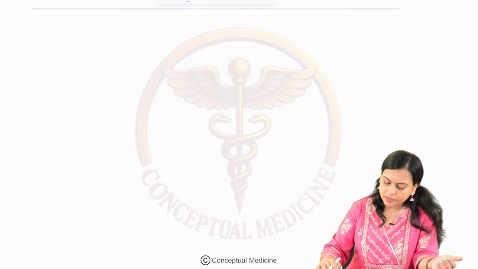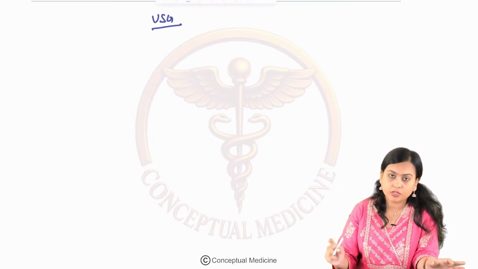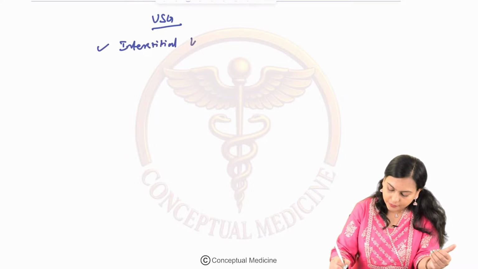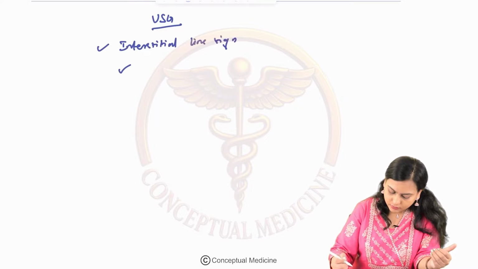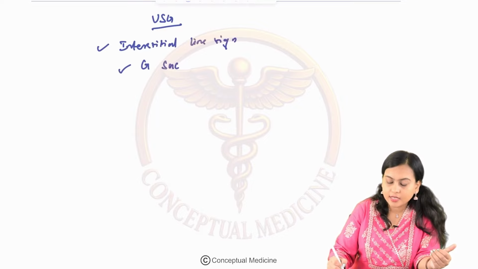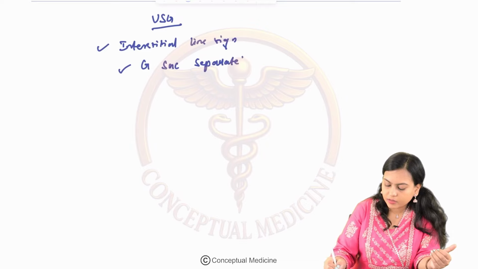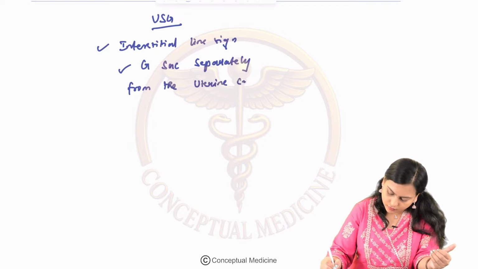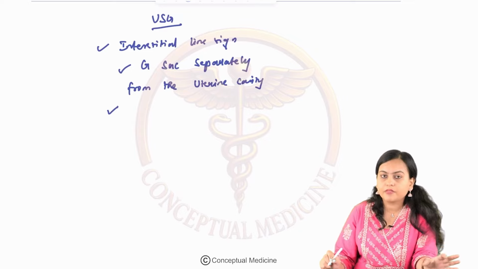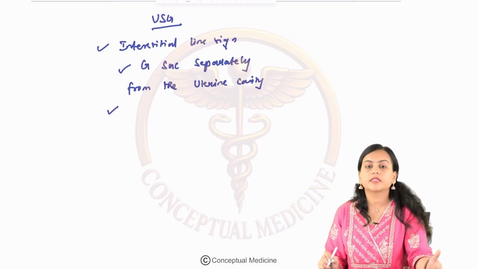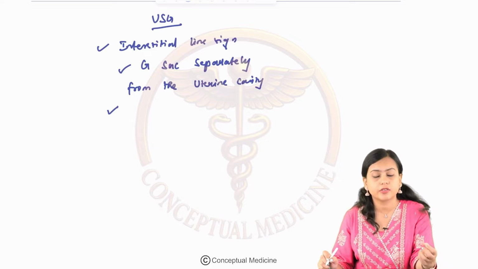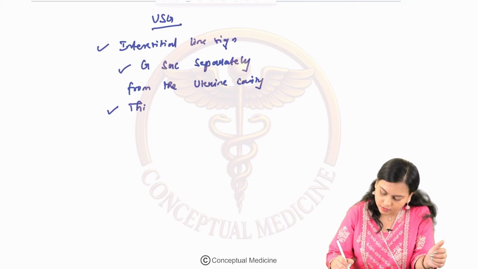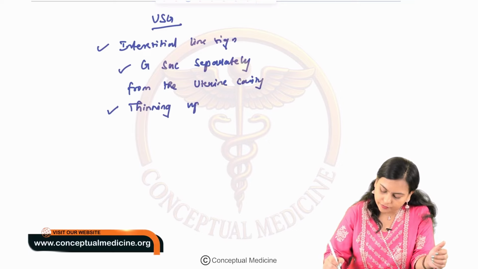And if you see the ultrasound findings in interstitial pregnancy, we have already seen, you will be able to appreciate the interstitial line sign, and a G-sac is seen separately from the uterine cavity. And remember the fact that in an interstitial pregnancy, there will be thinning of the myometrium. The myometrium will become very thin, less than 5 millimeters.